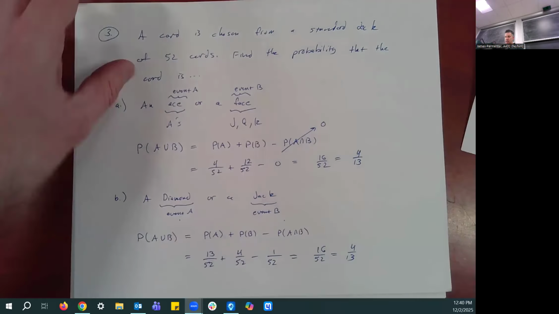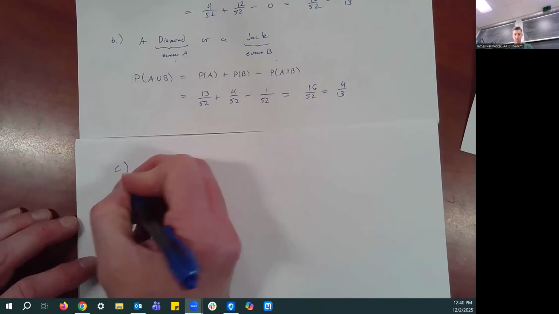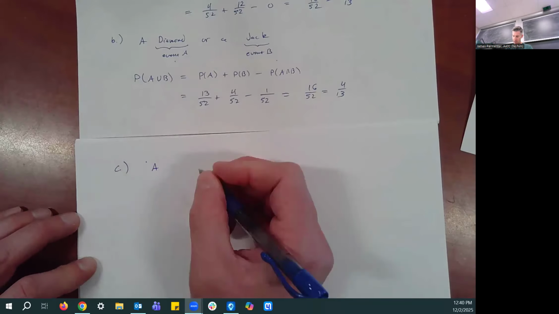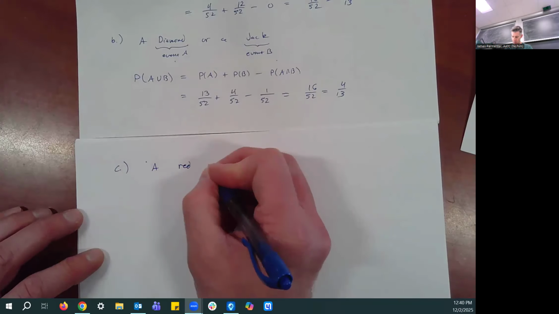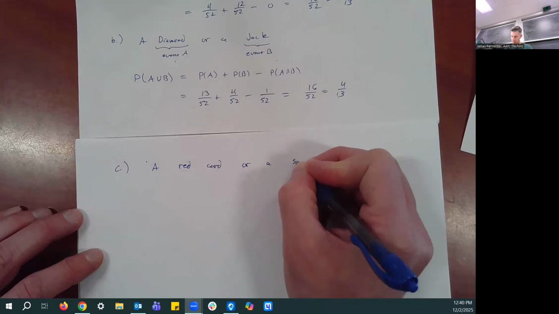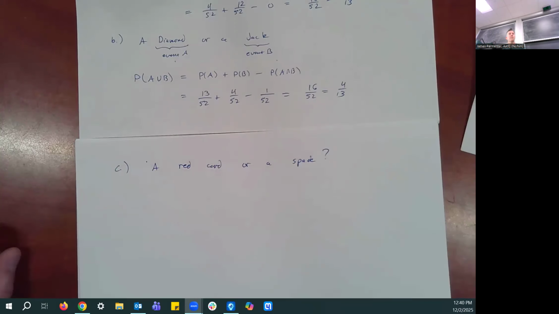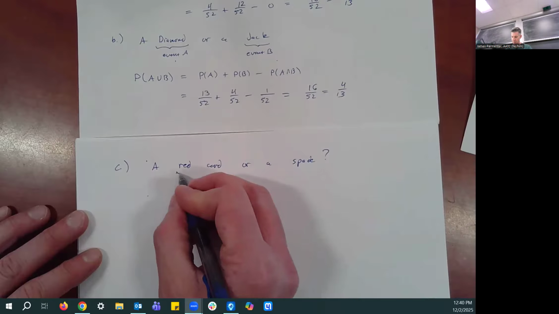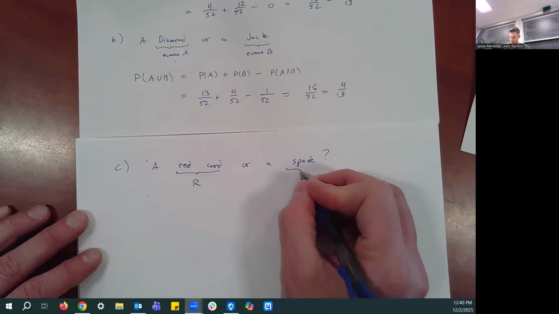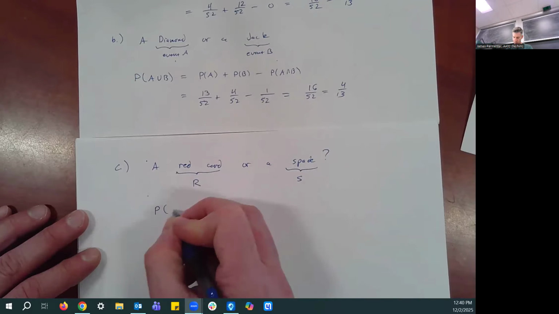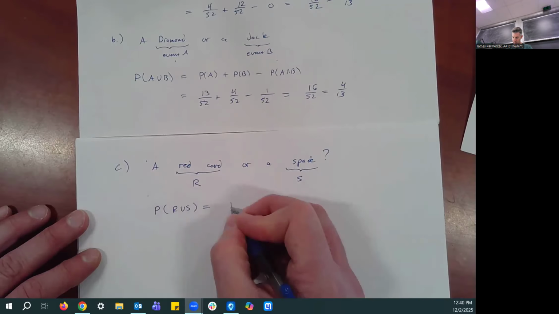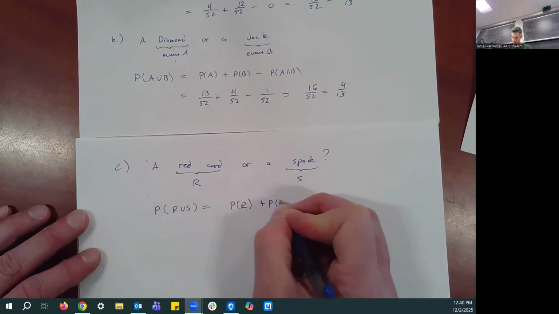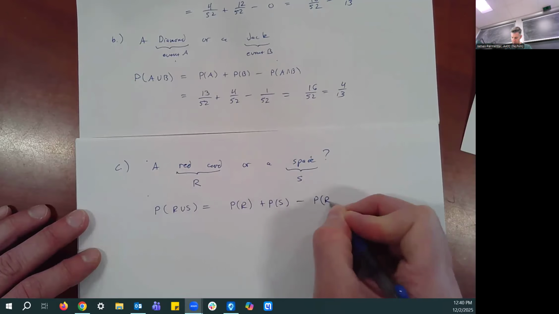Okay, here's one that's going to feel kind of silly, but sometimes it's good to think about silly things. What's the probability of getting a red card or a spade? Well, let's do what I really want to do. Let's say the probability of getting a red card is R, probability of getting a spade is S. The probability of R union S is going to be the probability of R plus the probability of S minus the probability of the intersection.